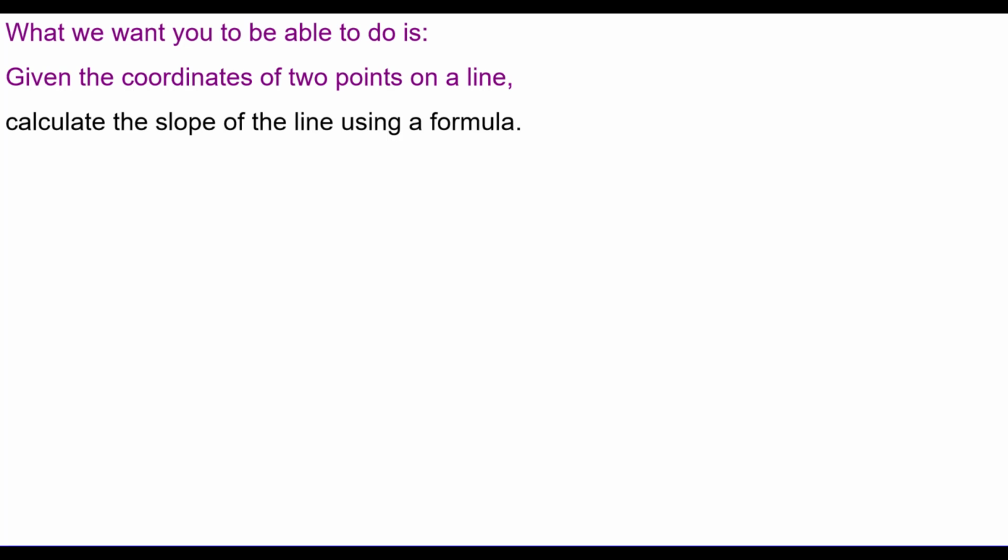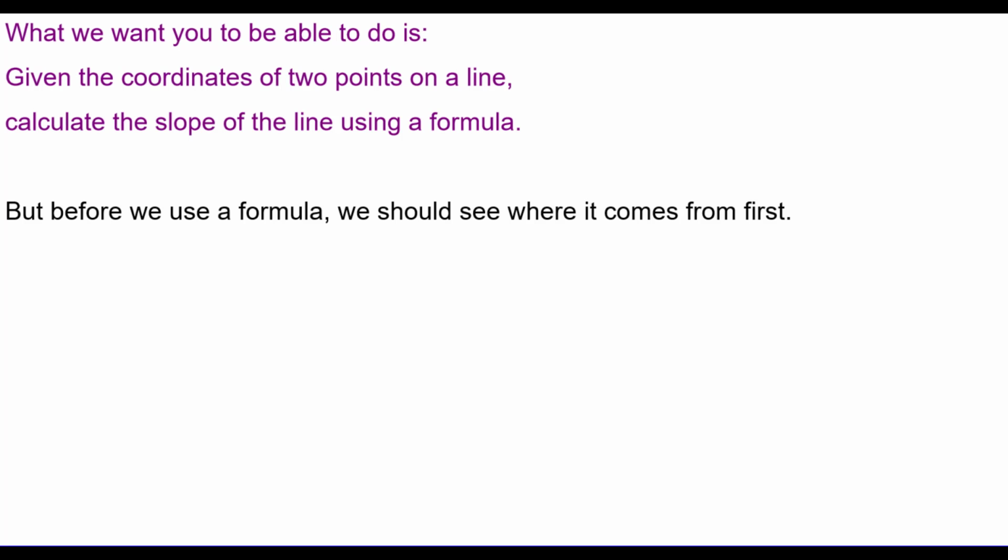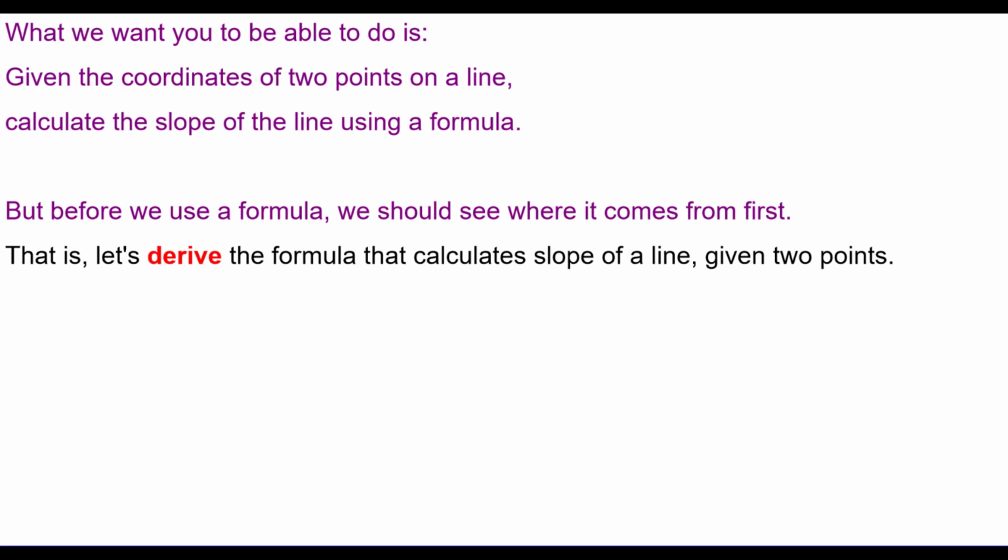What we want you to be able to do is, given the coordinates of 2 points on a line, calculate the slope of the line using a formula. But before we use a formula, we should see where it comes from first. That is, let's derive the formula that calculates slope of a line given 2 points.